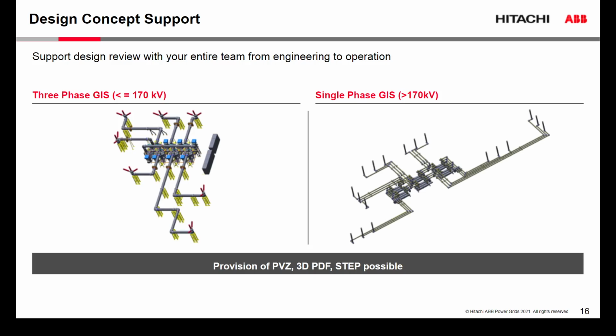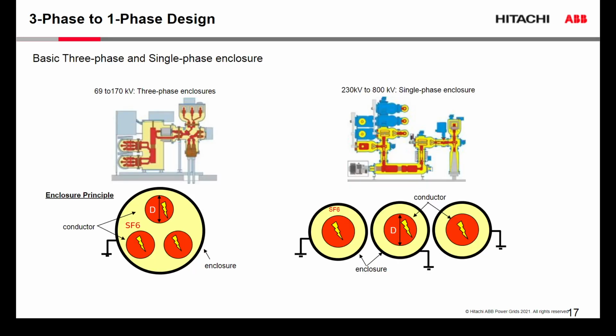Now this slide shows a three-phase GIS on the left side and a single-phase GIS on the right side. What does that actually mean, and why do we actually have those two different designs of the GIS? So the three-phase, let's start with the left side. It makes it easier with a three-phase GIS. Three-phase actually means that you have all three phases in one enclosure.